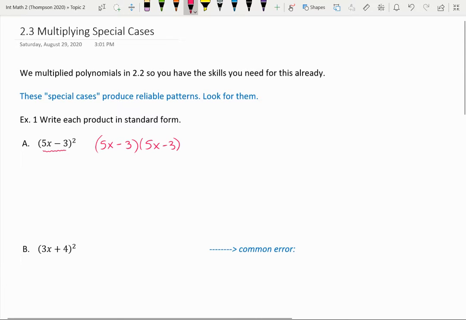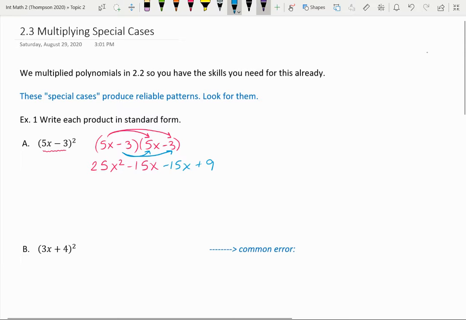Okay. So multiplying, I'm going to distribute the 5x to everything in the second set of parentheses and then the minus 3 to everything in the second set of parentheses. So 5x times 5x, 5 times 5 is 25, x times x is x squared. 5x times minus 3, 5 times negative 3 gives me a minus 15, and then I have an x. Then I'll go through and distribute the minus 3. Make sure you take the sign with you. Minus 3 times 5x gives me a minus 15x. And then minus 3 times negative 3 is a positive 9.